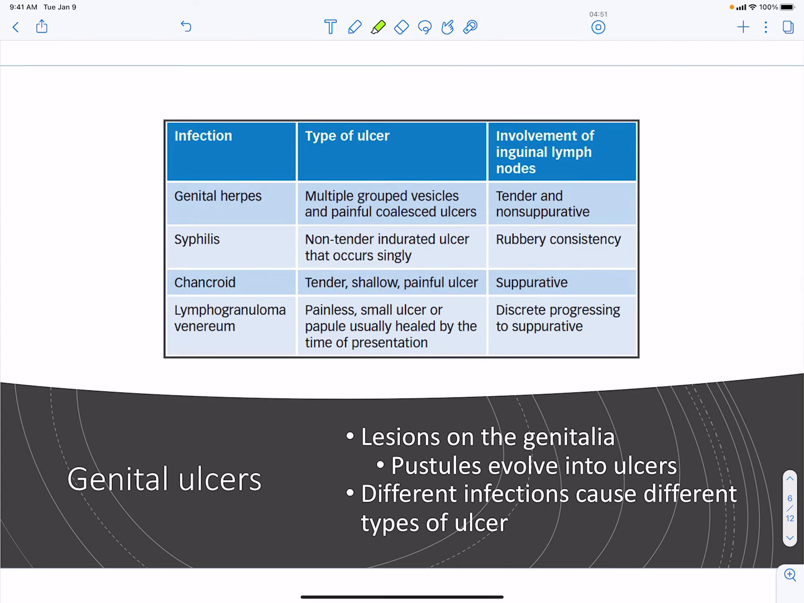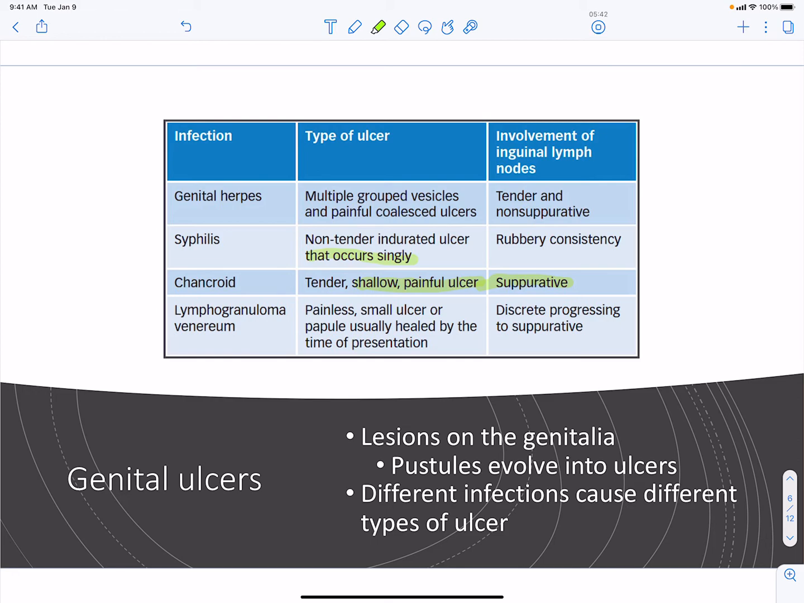So important with your reproductive infections are the lesions they cause. Genital herpes is going to be painful grouped vesicles, and these are going to be non-pus forming coalesced ulcers. We have syphilis that is going to be an indurated ulcer that occurs singly, and it has more of a rubbery consistency. Our chancroid from Haemophilus ducreyi is going to be a shallow, painful ulcer which has pus associated with it. And then we also have lymphogranuloma venereum, and this is going to be a small ulcer or papule, and this is going to typically heal rather quickly.